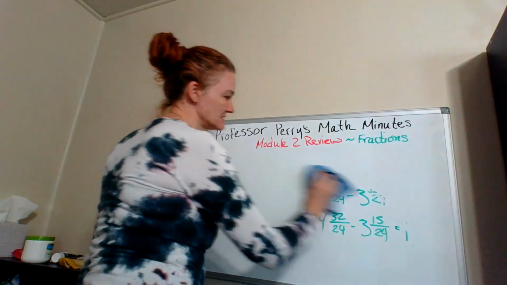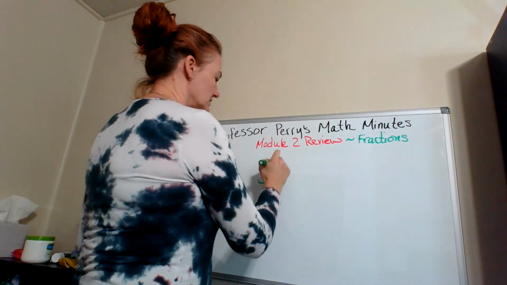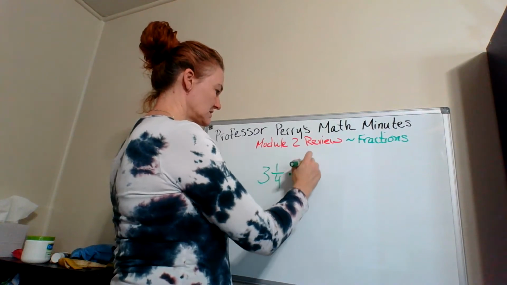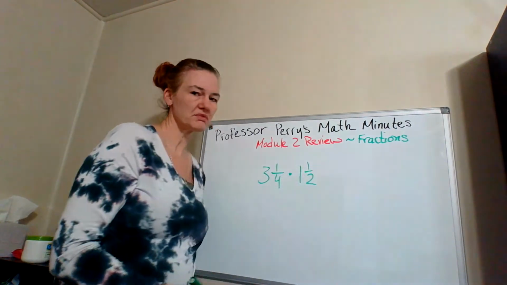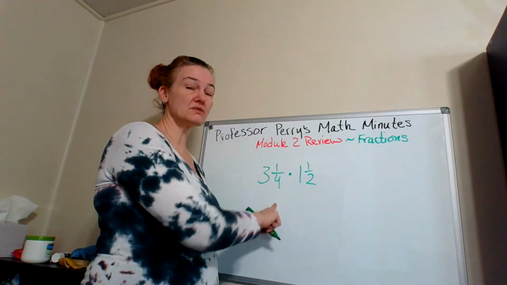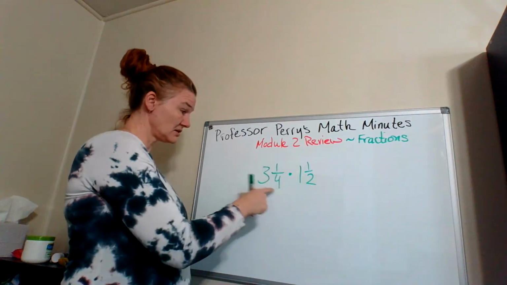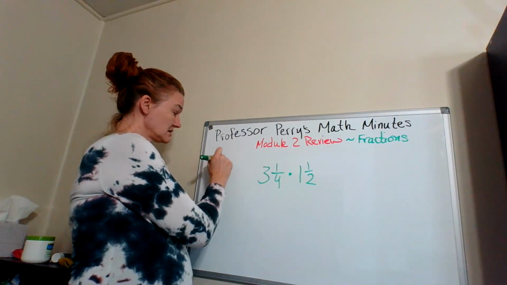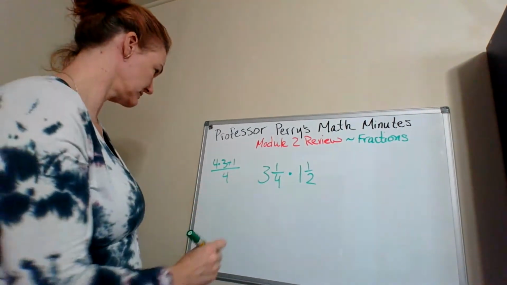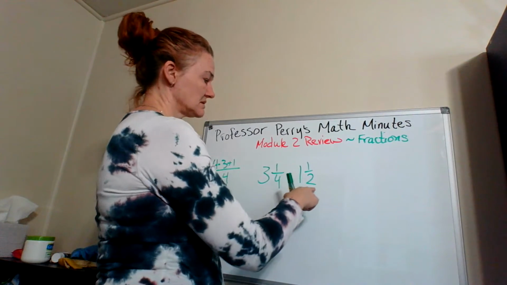Multiply is different. Okay? I'm going to go 3 1/4 times 1 1/2. Okay, multiply, you cannot leave the whole numbers. You have to turn to an improper fraction. Okay, in the other video, we learned how to do that. 4 times 3 plus 1 over 4. Okay, so that's 7/4 times.